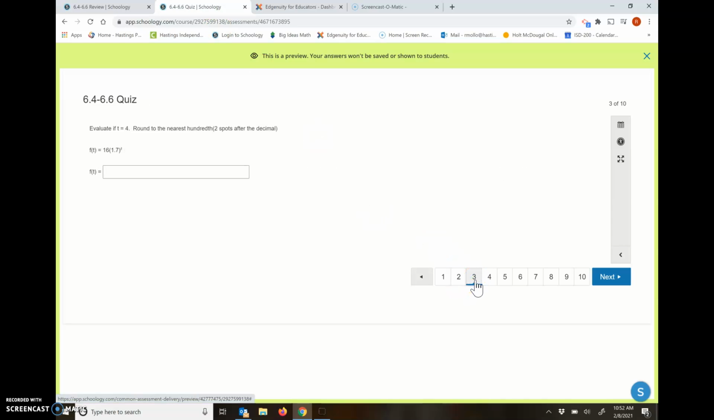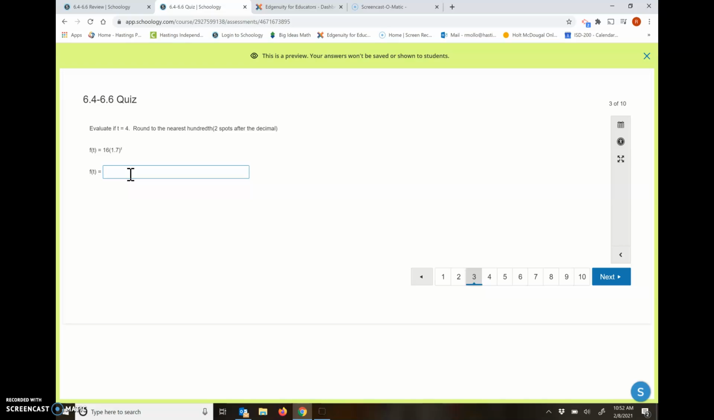3, you're actually solving the problem. So it says evaluate if t is 4, so it gives you the equation. And then it says round to the nearest hundredth, and that is 2 spots after the decimal. Okay, so make sure that you are rounding to the nearest hundredth. I only have one answer in there for the correct answer for Schoology, because if everyone's rounding to the nearest hundredth, then we should be the same.